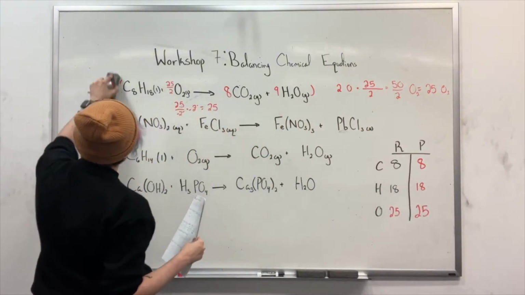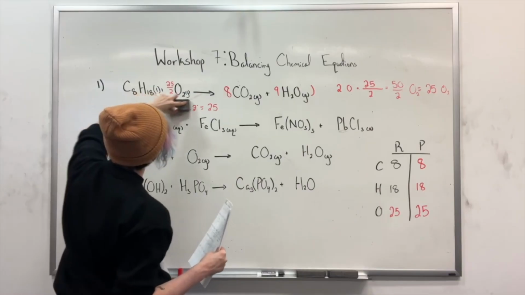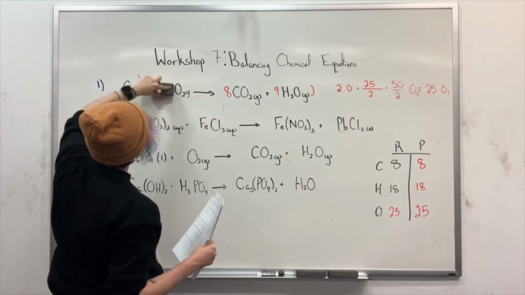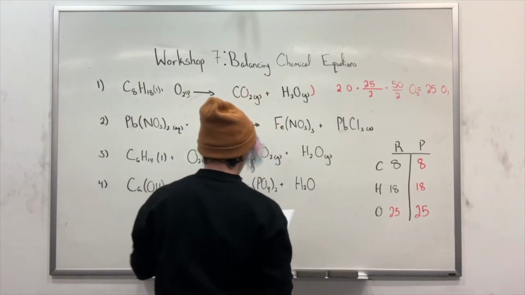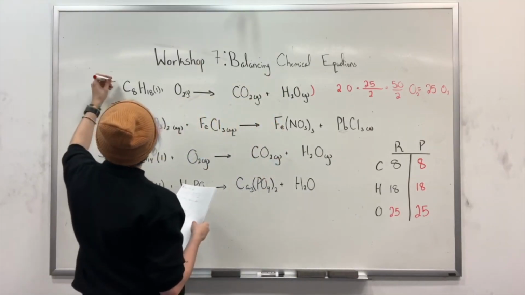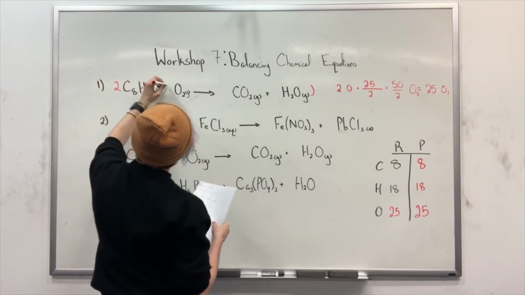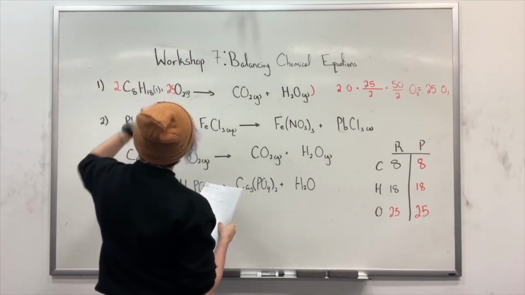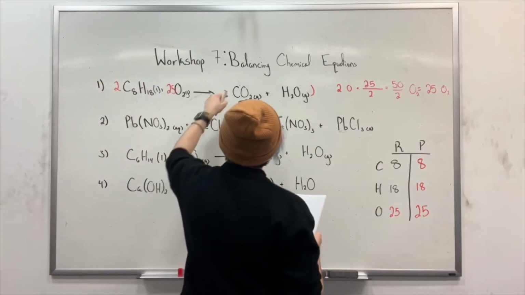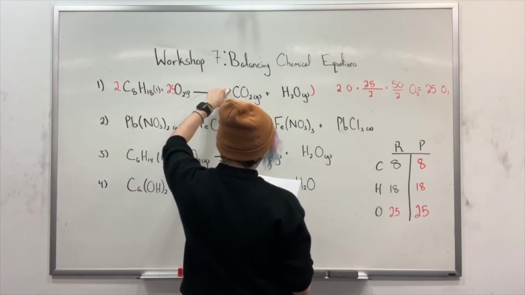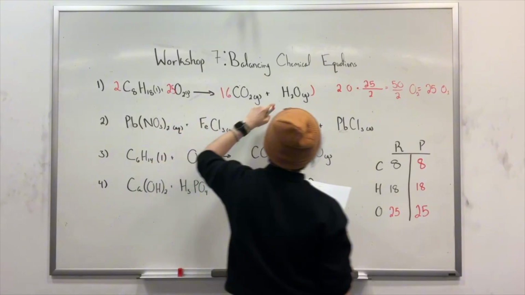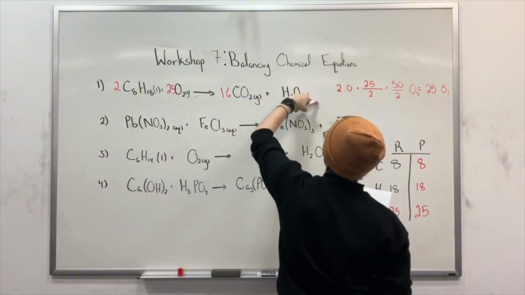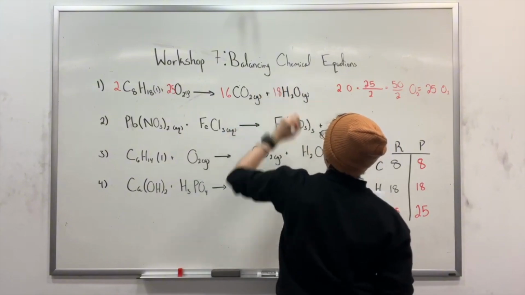And so if we're multiplying our entire equation by 2, then that means we have 2 of our isooctane. The 25 over 2 becomes just 25. This was originally 8, so now we have 16 carbon dioxide. And this was originally 9, so now we have 18 water.